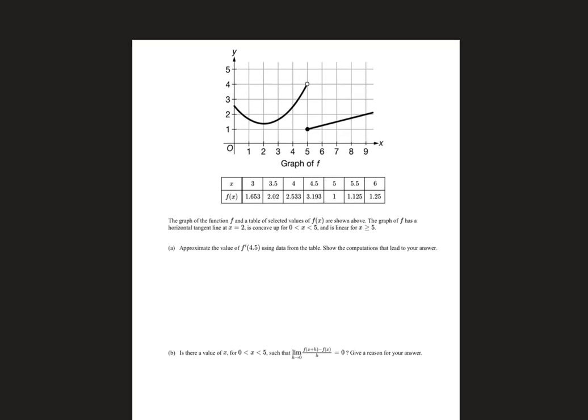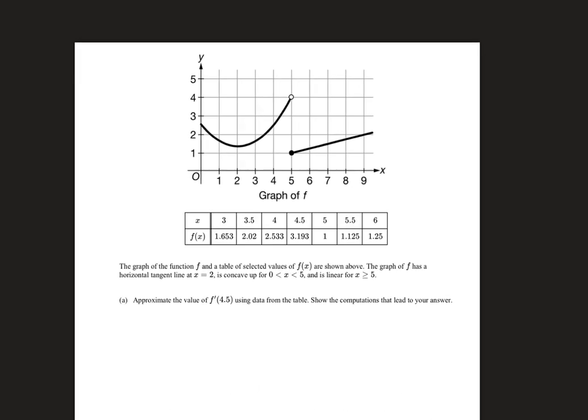Okay, for the first part of this FRQ, they give you a graph of f, and then a table of certain points on f. For certain of these points, they give you the exact values, since you can't tell the exact values from the graph. They say the graph of function f and a table of selected values of f are shown above. The graph of f has a horizontal tangent line at x equals 2. So there's a horizontal tangent line here. We can mark that just to remind us maybe.